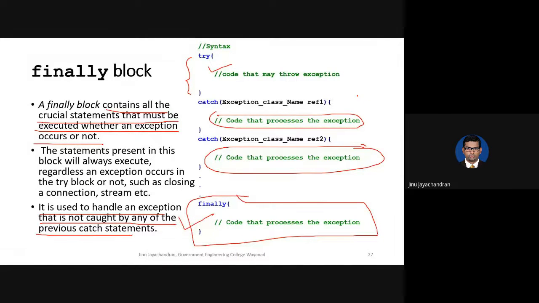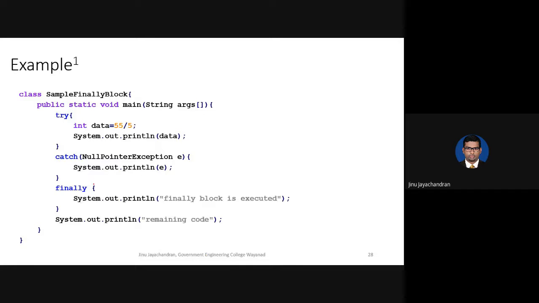So let's say you have listed many catch statements here. Okay. And the exception that is being thrown from this try block doesn't have a matching catch statement. So what it does is it will go to the finally block. Okay. This is an example.